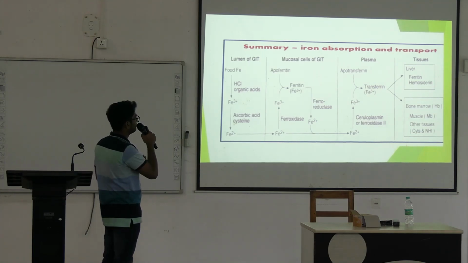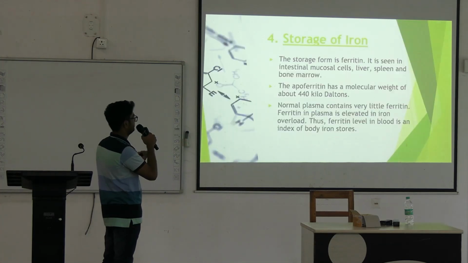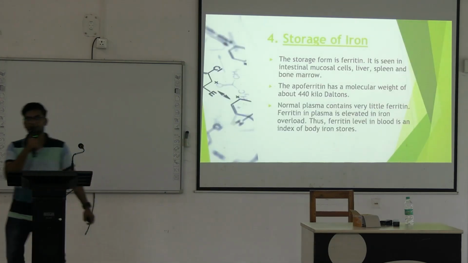There, apotransferrin converts the ferric iron to transferrin. Then there is uptake in tissue, where iron is stored in the liver as ferritin and hemosiderin, in protein form as hemoglobin, in muscle as myoglobin, and in other tissues like cytochromes. Next slide I will explain the storage.